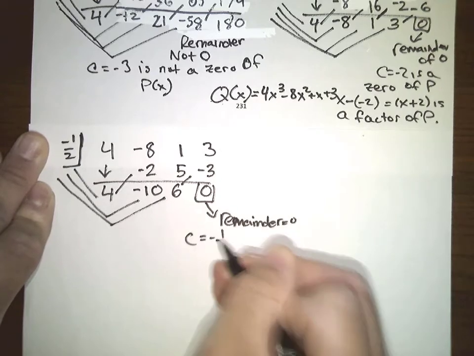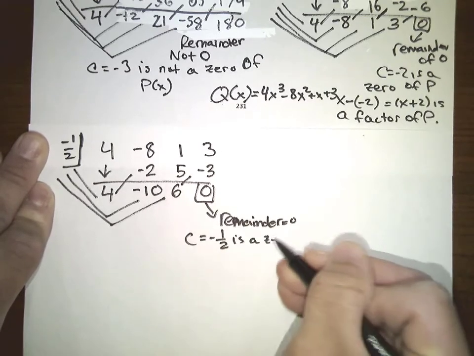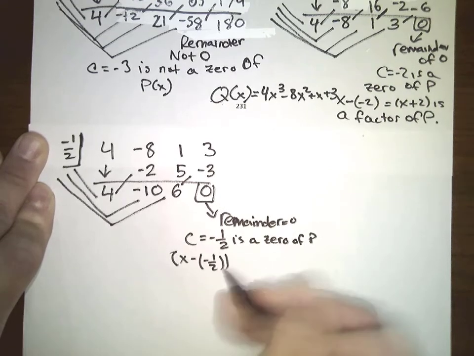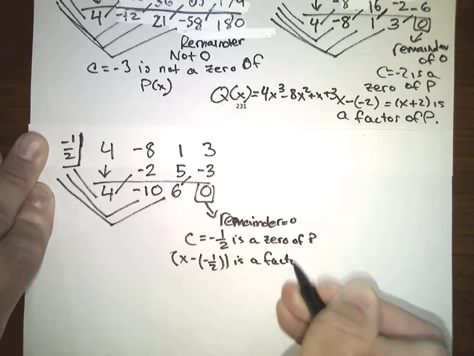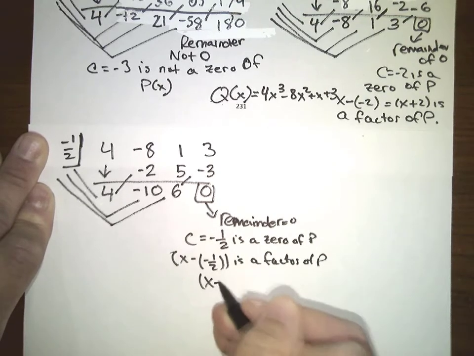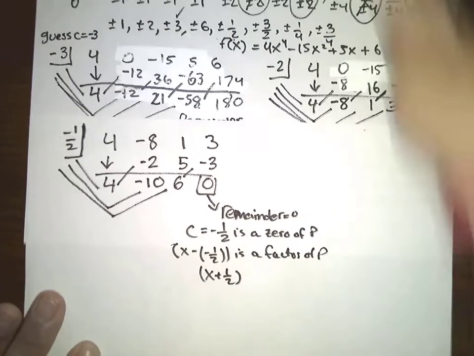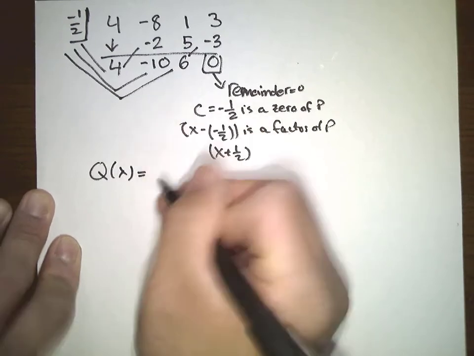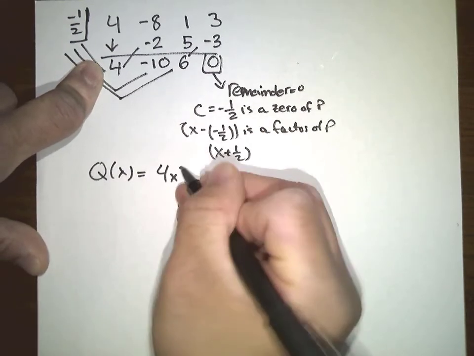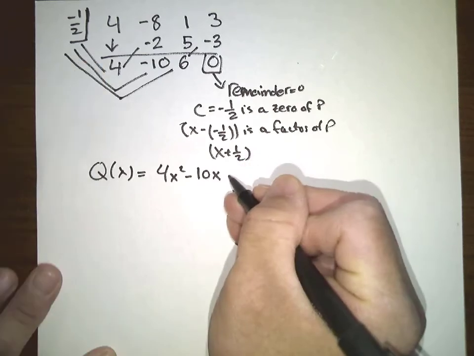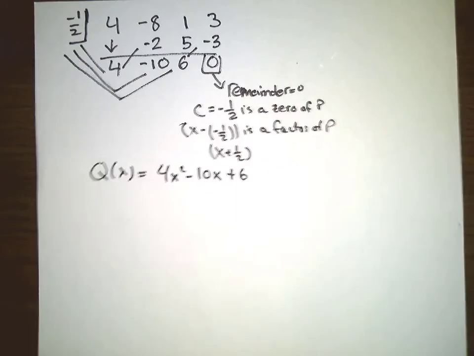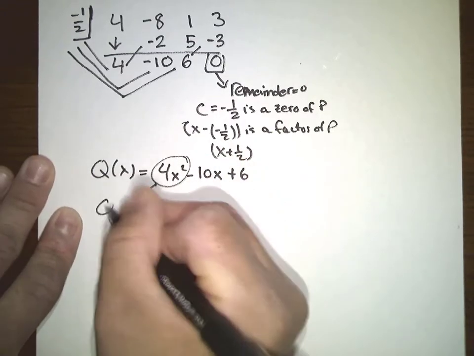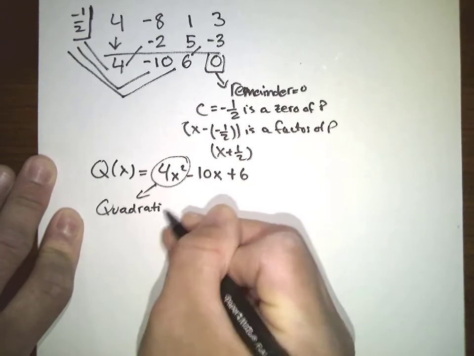So that means c equals negative a half is a 0 of p, and x minus negative a half is a factor of p, so that's x plus a half. And then my new q of x is going to be 4x squared minus 10x, and then plus 6. And you can keep on going at this point if you would like, or, because it's a quadratic, I can just factor it from this point.